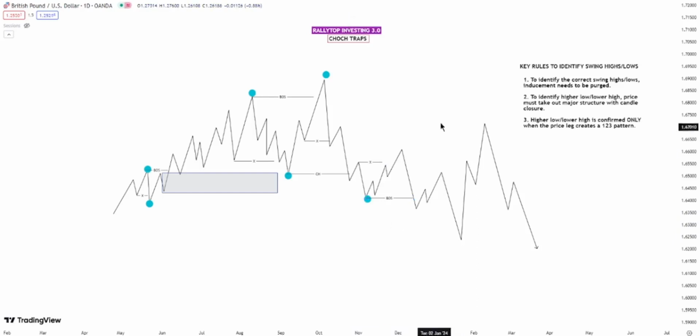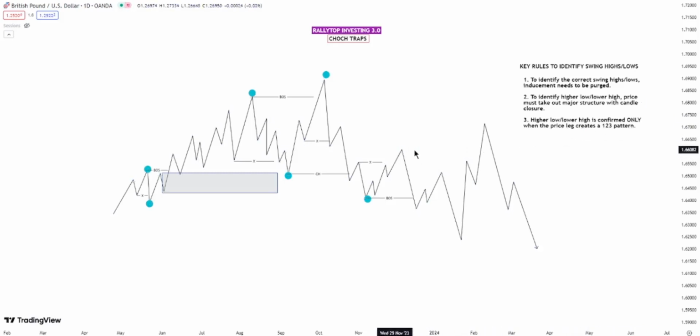But it's not enough for rule number 2 to just be fulfilled and then you go ahead to mark your high. No. Rule number 3 is also needed. What does rule number 3 say? It says higher low or lower high is confirmed only when the price leg creates a 1 to 3 pattern.